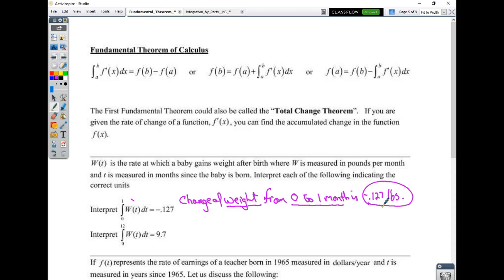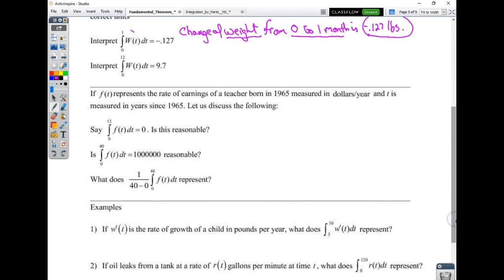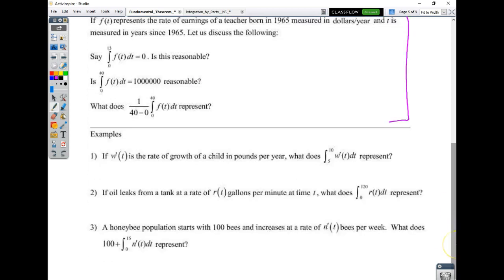The next one, interpret from 0 to 12, we would say that the baby gained 9.7 pounds between 0 and 12 months. Again, of course, we expect a baby to gain weight. So with that said, just be aware that tomorrow I'm going to ask you if either of these two are reasonable, and to ask you what does it mean if I ask for that 1 over 40 minus 0, integral 0 to 40 of W(t) dt, what does that represent? And those are going to be things that I'm going to ask you to be able to do.